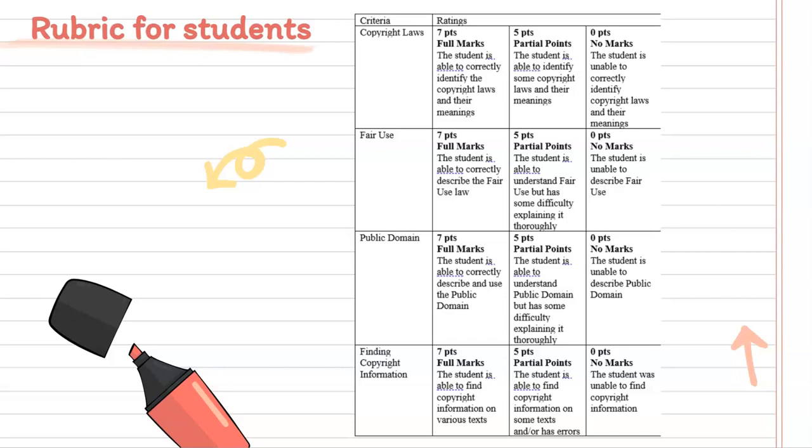The student is able to find the information on various texts. So even if it's an image or a video or a book, the student is able to find that information and is able to use that going forward.